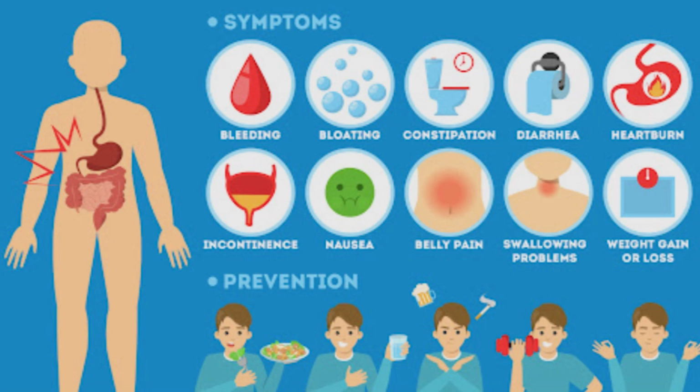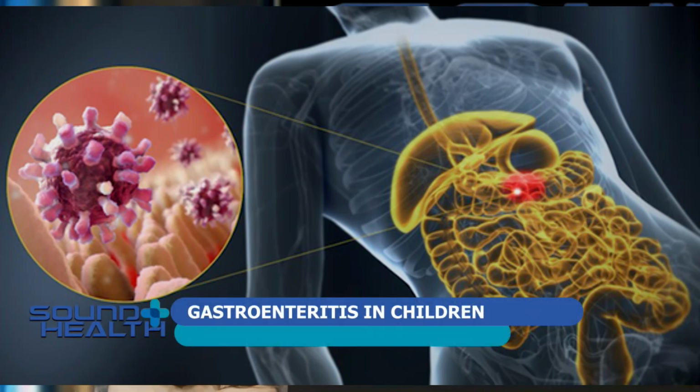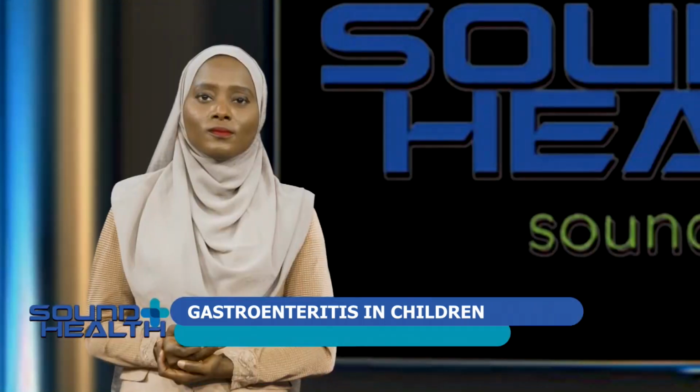And then other bacteria as well. We have things like salmonella that causes the typhoid that some of you already know about. We have salmonella as a form of bacteria that causes it. And then other parasites. We have one parasite called Giardia lamblia, so that also causes gastroenteritis.